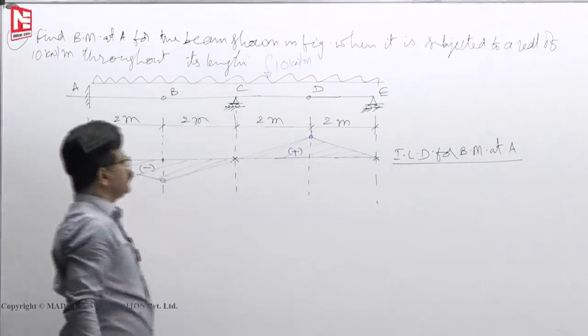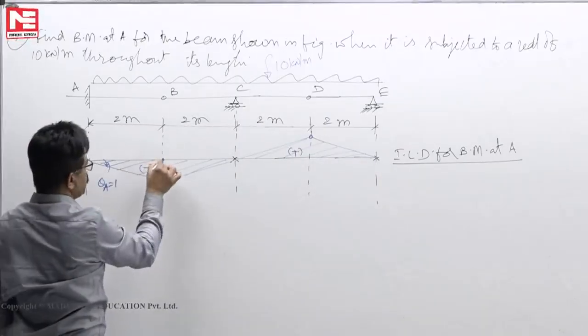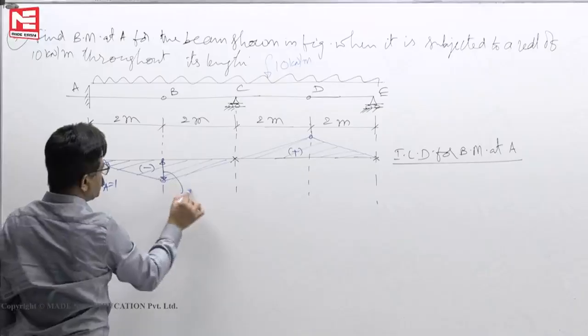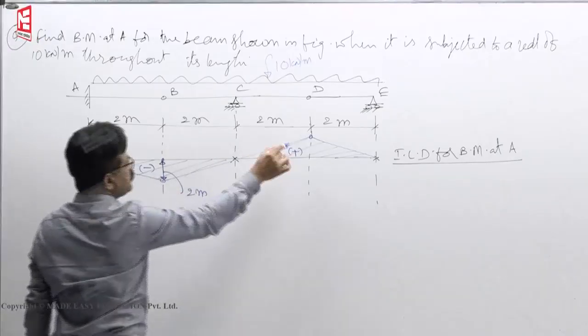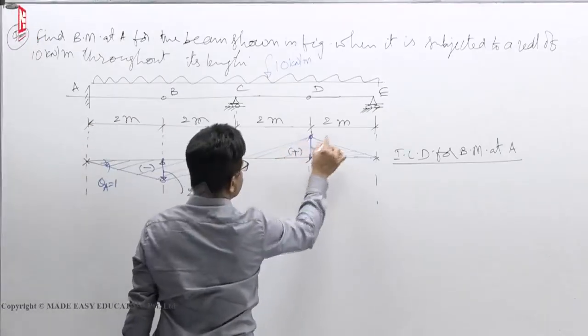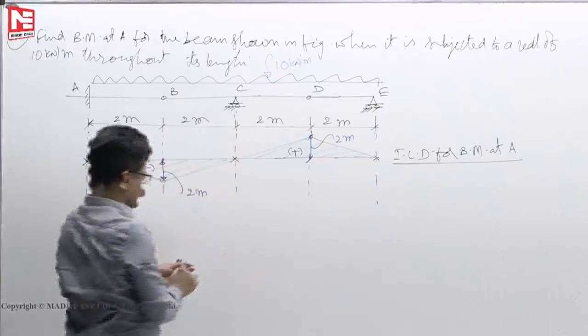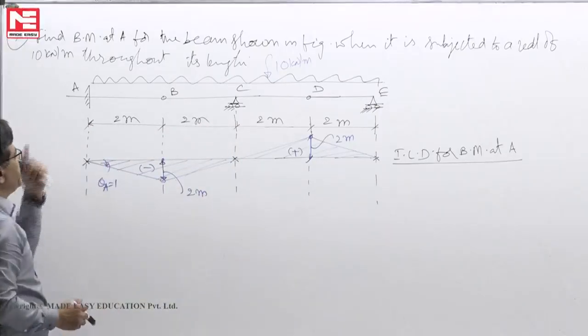Now this is 2 meters, let us say. So this height is 2 meters. Now all lengths are the same, so it has to be also 2 meters. Now you see, what is the bending moment at A?